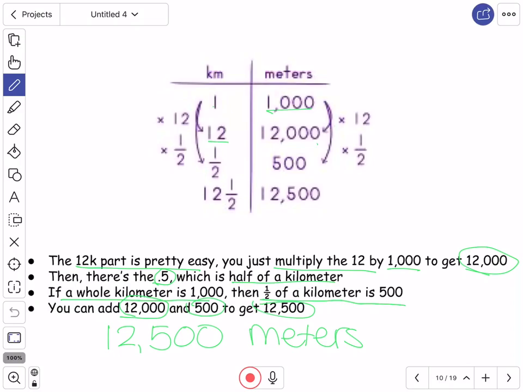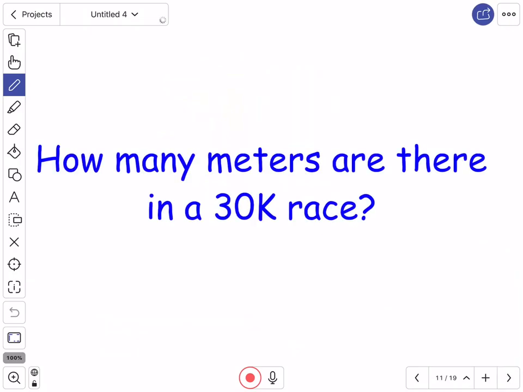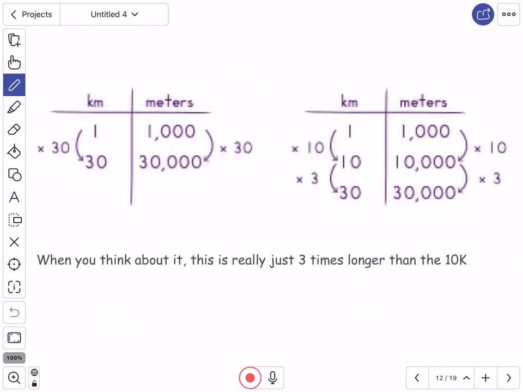meters. And you can kind of see how up top here, if 1 kilometer is 1,000 meters, 12 kilometers is 12,000 meters, half of a kilometer is 500 meters, so 12 and a half must be these two put together, which is 12,500. Okay, so then how many meters are there in a 30K race?